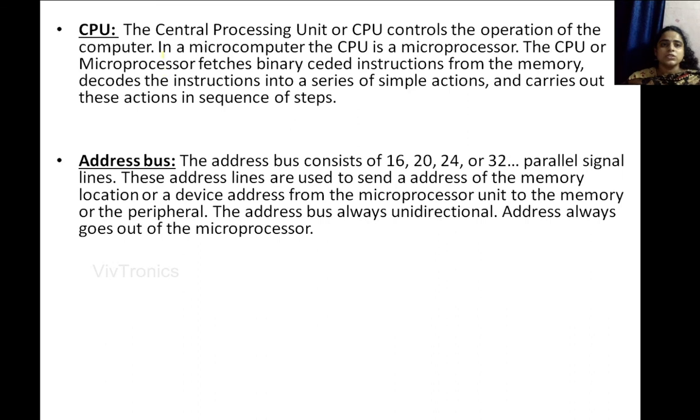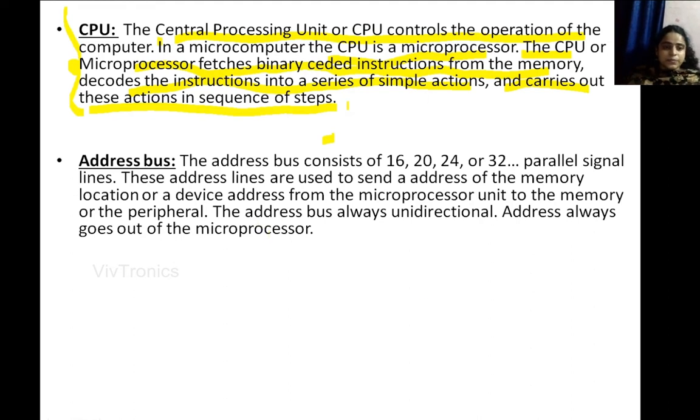Next one is the central processing unit. The central processing unit, or CPU, controls the whole operation of the computer. In a microcomputer, the CPU is a microprocessor. The CPU or microprocessor fetches binary coded instructions from the memory, decodes the instruction into a series of simple actions, and carries out these actions in a sequence of steps. You can see the entire working of the CPU in these couple of lines. As we all know, the microprocessor is nothing but the central processing unit, and the CPU performs three operations.